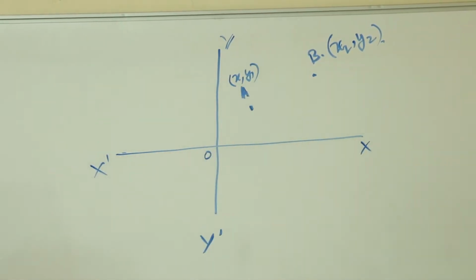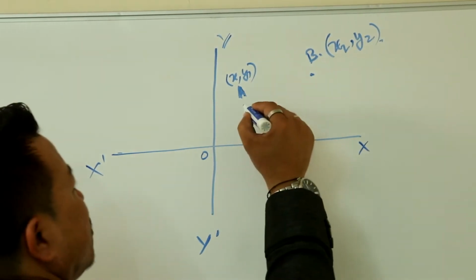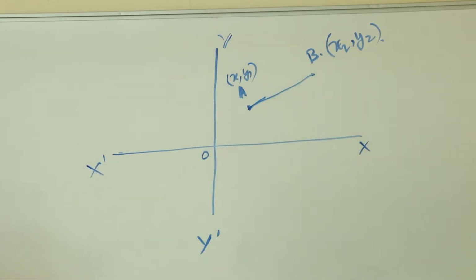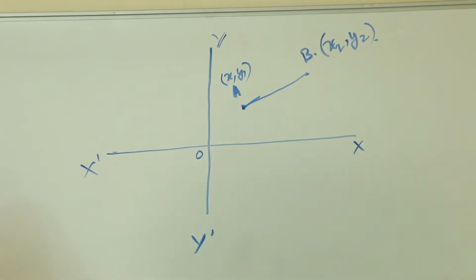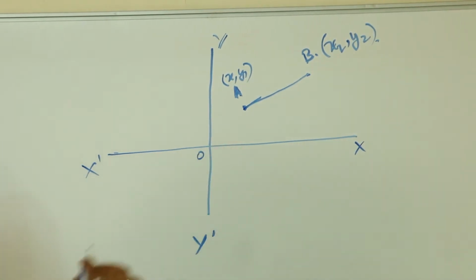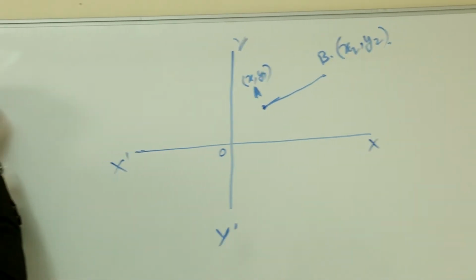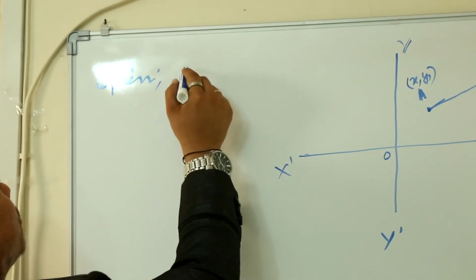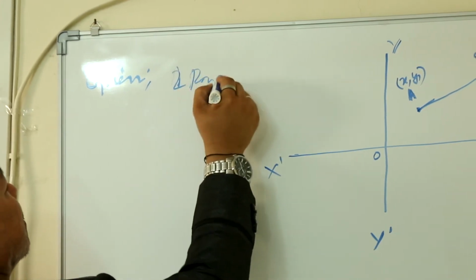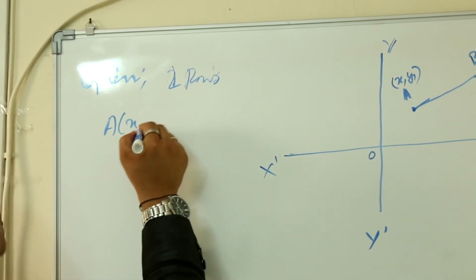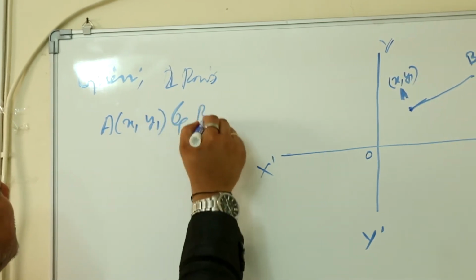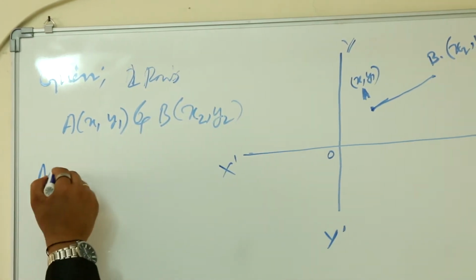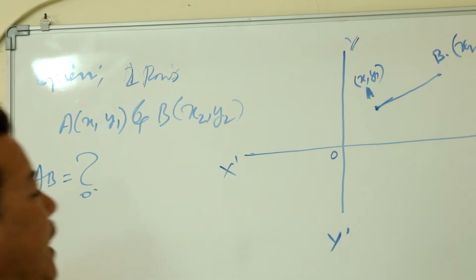Now the coordinates of A and B are given. You have to find the distance of A and B. You need to find this distance AB. So how do we find it? Now see the diagram. Given two points A (x1, y1) and B (x2, y2), you need to find the distance AB. How do you derive it now?